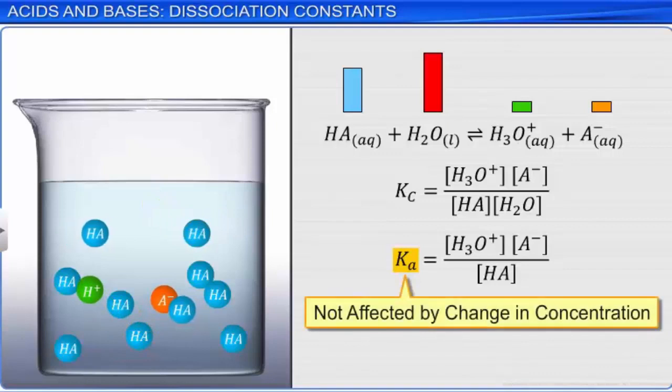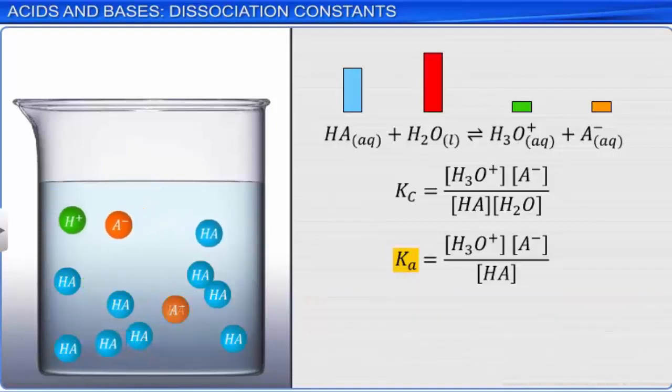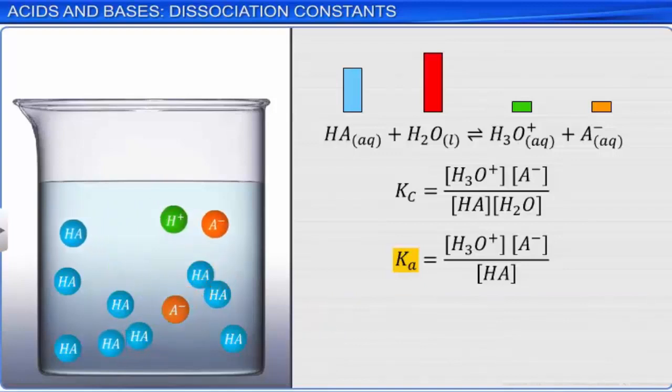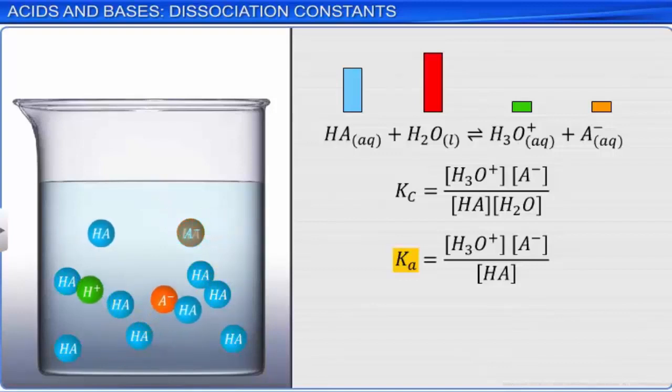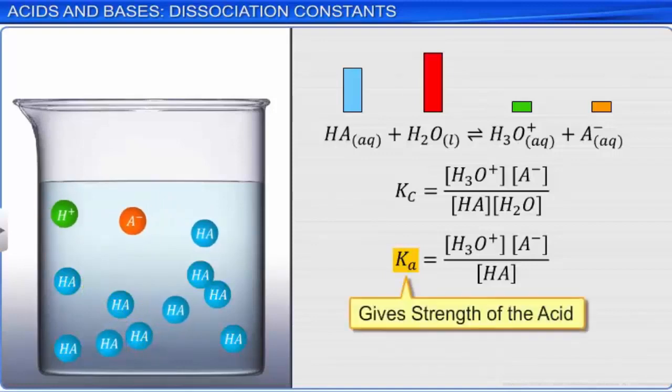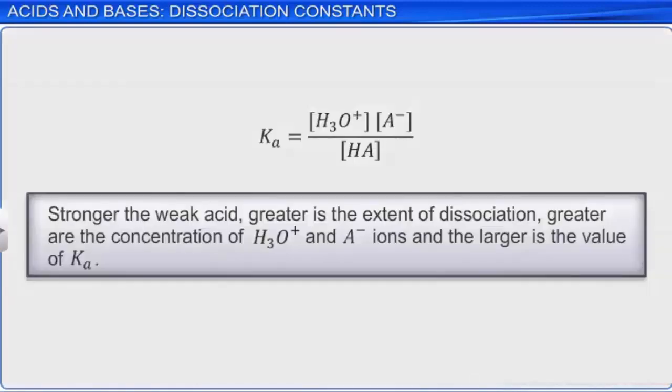Hence, the value of the dissociation constant provides the exact measure of the extent to which an acid is dissociated. In other words, the strength of the acid. The stronger the weak acid, the greater is the extent of dissociation. The greater are the concentration of H3O plus and A minus ions, and the larger is the value of Ka.